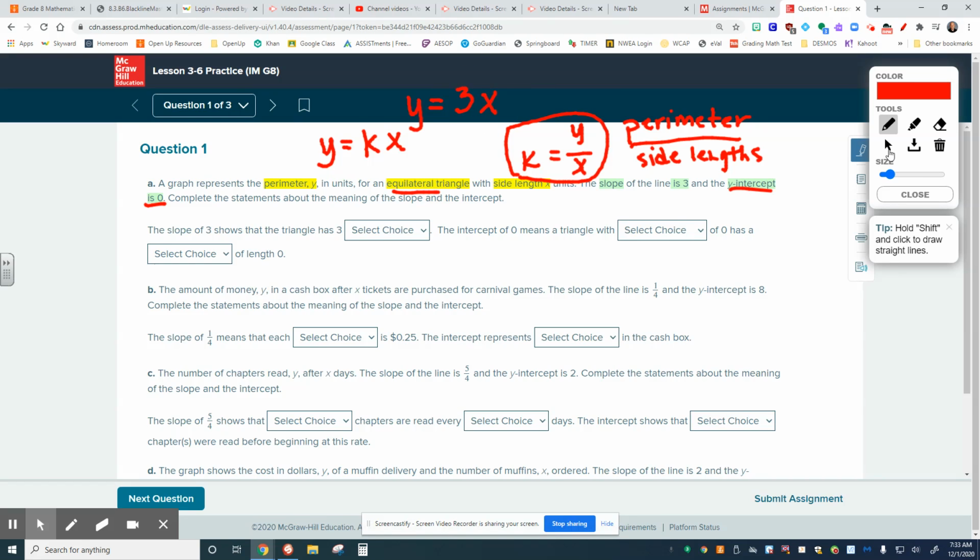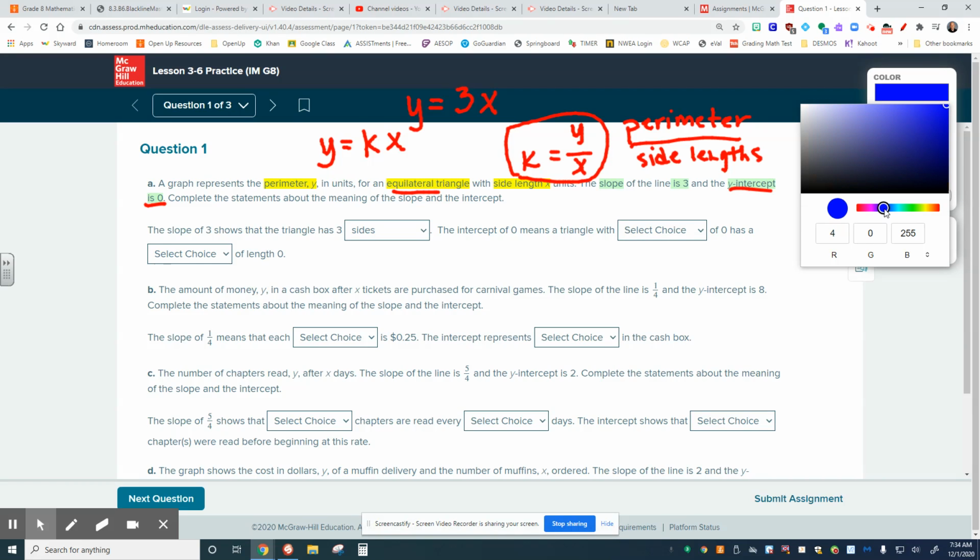So let's go back to our situation here and ask: are we talking about side lengths or angles? Since there's nothing about angles mentioned anywhere in here, we're talking about 3 sides. The intercept 0 means that it has a triangle with side length of 0. When we're talking about these pieces, what we're actually talking about is a side length.